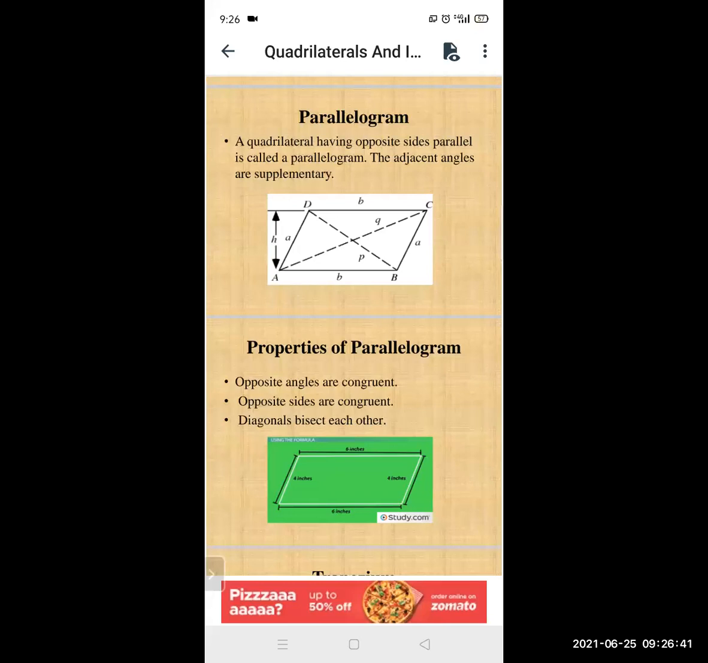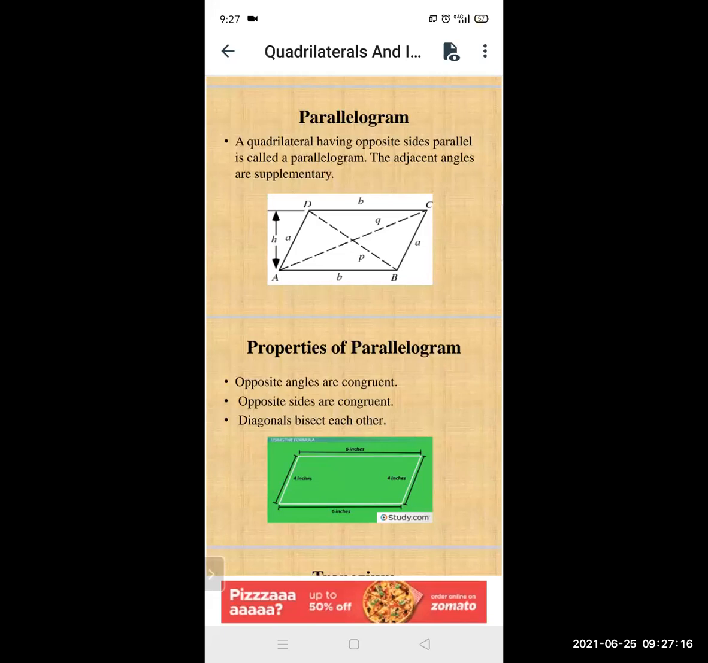What are the adjacent angles? The angles formed at points A and D are supplementary. The angles formed at A and B are supplementary. The angles formed at B and C are also supplementary, and the angles formed at D and C are also supplementary. Supplementary means the addition of those angles is 180 degrees. Such angles whose addition is 180 degrees are called supplementary angles.